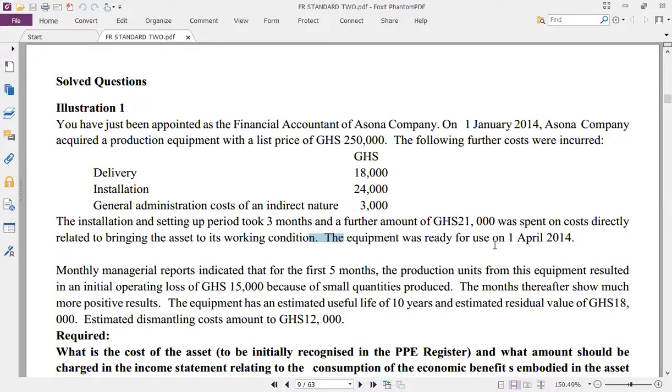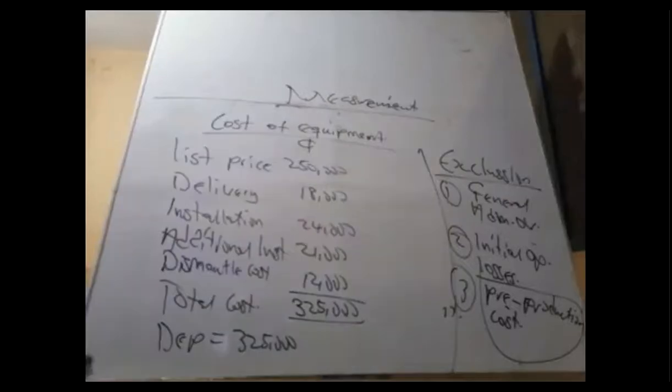Because the equipment was available already or completed on 1st April 2014. The scrap value is 18,000. Useful life is 10 years. But for the first year it is 9 months, because from 1st April to 31st December, how many months? 9. So that's the consumption of economic benefits.